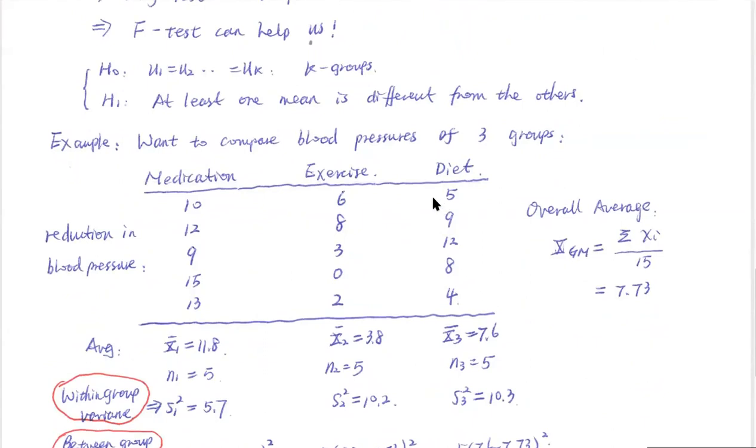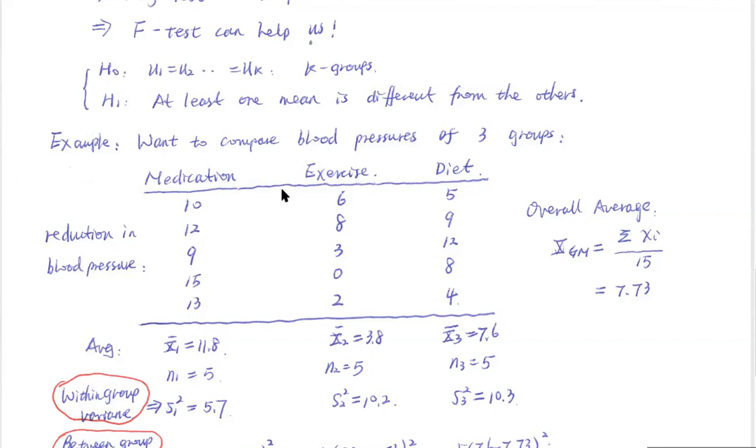Here we want to compare the blood pressure of 3 groups of people. The blood pressure change, you can understand it that way. Three groups of people here. The first group is the people doing the medication. So we have 1, 2, 3, 4, 5 people. What we measure here is the blood pressure reduction. So that tells us the first person's reduction: 10, 20, 12, 9, and so on.